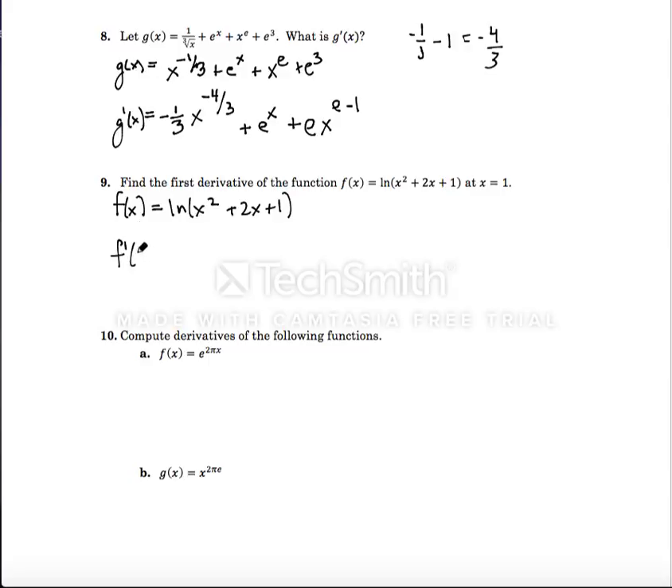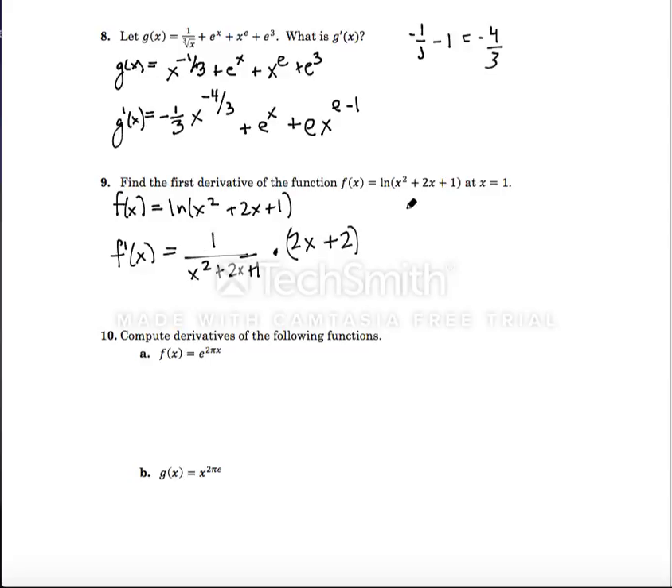So taking the derivative of a natural log is 1 over the argument of the log. So the argument of my log is x squared plus 2x plus 1. And then I need to remember that this actually will require the use of the chain rule. So I have 1 over the argument, and I will multiply this by the derivative of the argument. So the derivative of x squared, bring the 2 down, x now to the first power. Derivative of the second term is just 2. And so I have 2x plus 2 times this 1 over x squared plus 2x plus 1.